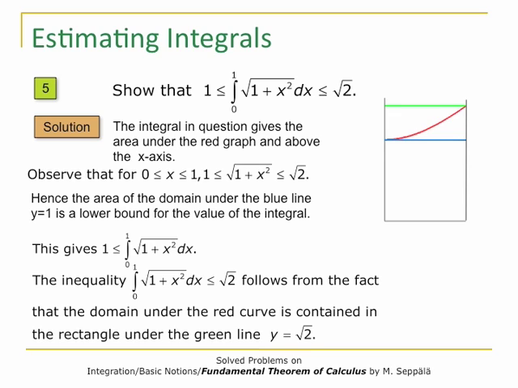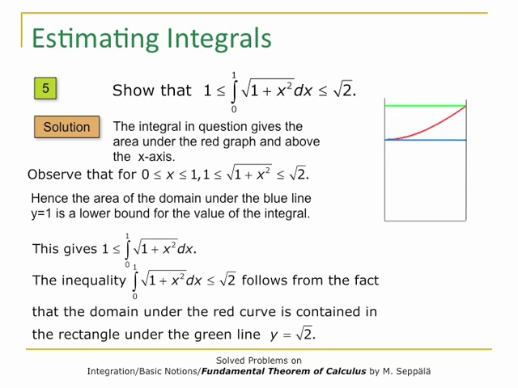The inequality that the integral from 0 to 1 of square root of 1 plus x squared dx is less or equal to square root of 2 then follows from the fact that the domain under the red graph is contained in the rectangle whose height is square root of 2 and whose base is the interval from 0 to 1. The area of this rectangle is square root of 2, and that is why the integral from 0 to 1 of square root of 1 plus x squared dx is less or equal to square root of 2.